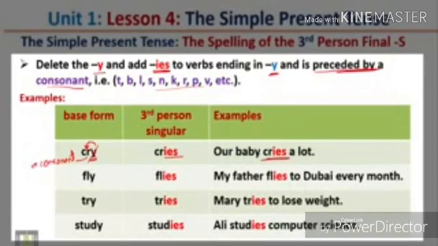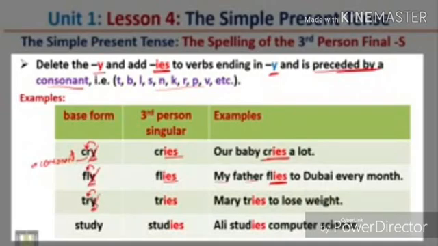Example: our baby flies a lot. Here baby is singular, so we use flies. At the end there is y and before y there is l. L is a consonant, so we omit y and add ies. Example: my father flies to Dubai every month. Here my father is singular, so we use flies.